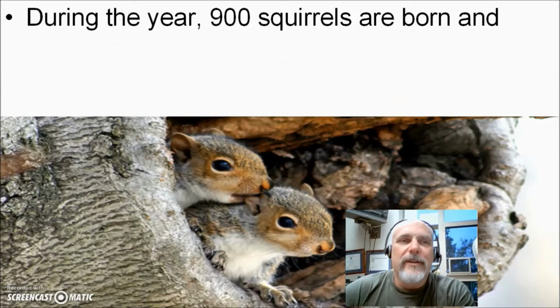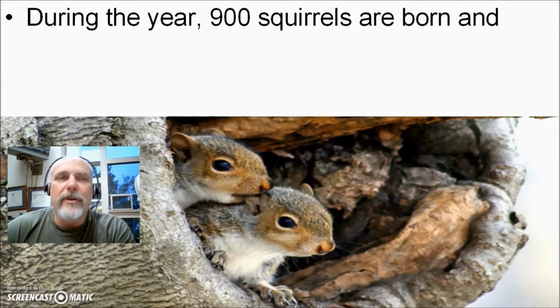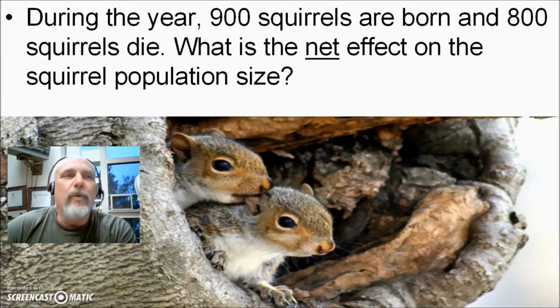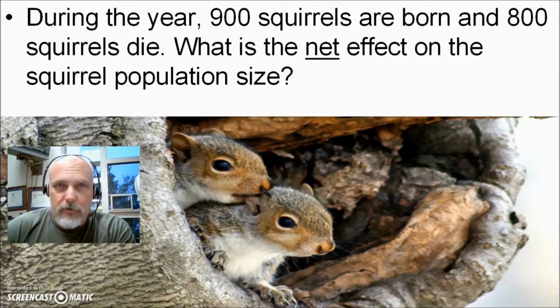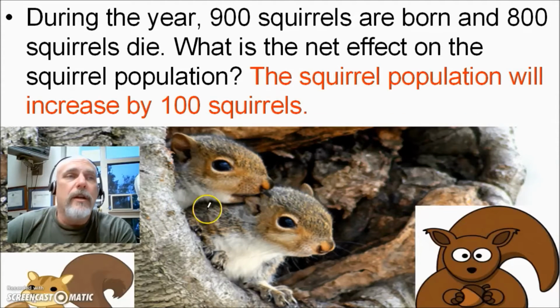We have squirrels. So during the calendar year, 900 squirrels are born and 800 squirrels die. What will be the net effect on the squirrel population? Is there going to be 900 new squirrels? Yes. However, 800 of the currently existing squirrel members perish, and so you're going to have a total change of plus 100 members of the squirrel population.